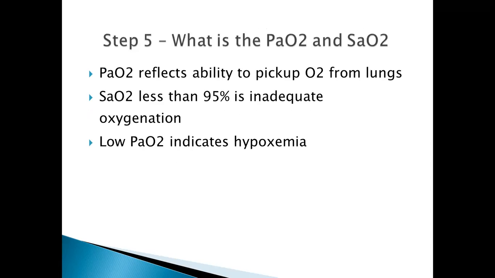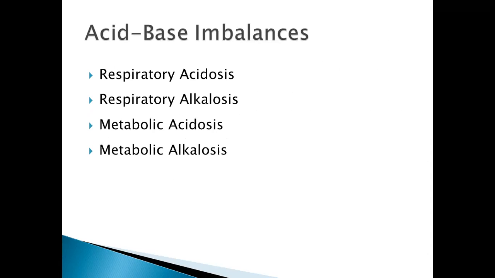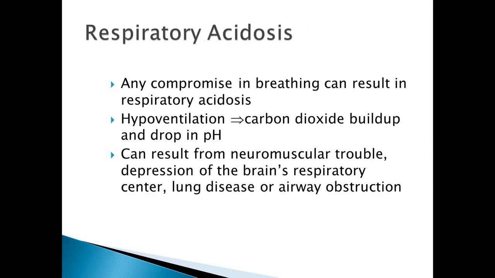So PaO2 reflects the ability to pick up oxygen from the lungs. SaO2 less than 95% is considered inadequate oxygenation depending on the clinical status of the patient, while low PaO2 indicates hypoxemia. Acid-base imbalances: there will be respiratory acidosis, respiratory alkalosis, metabolic acidosis, and metabolic alkalosis.